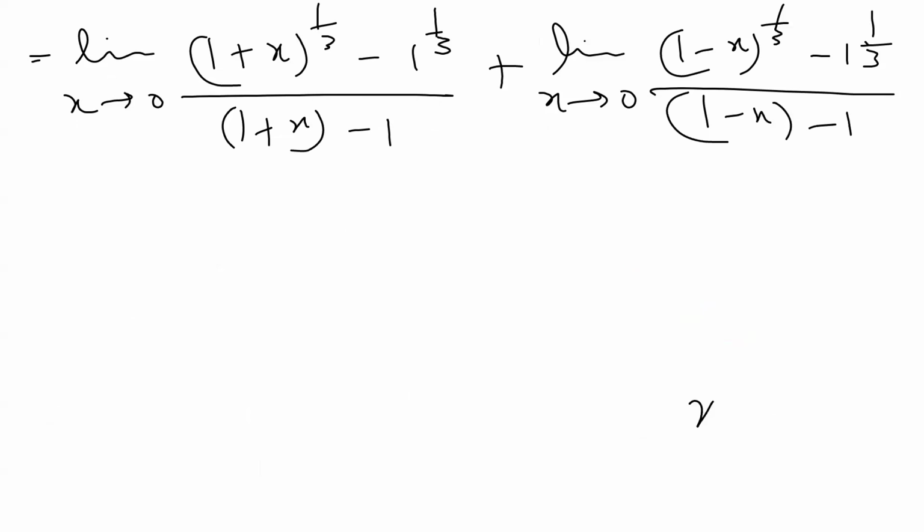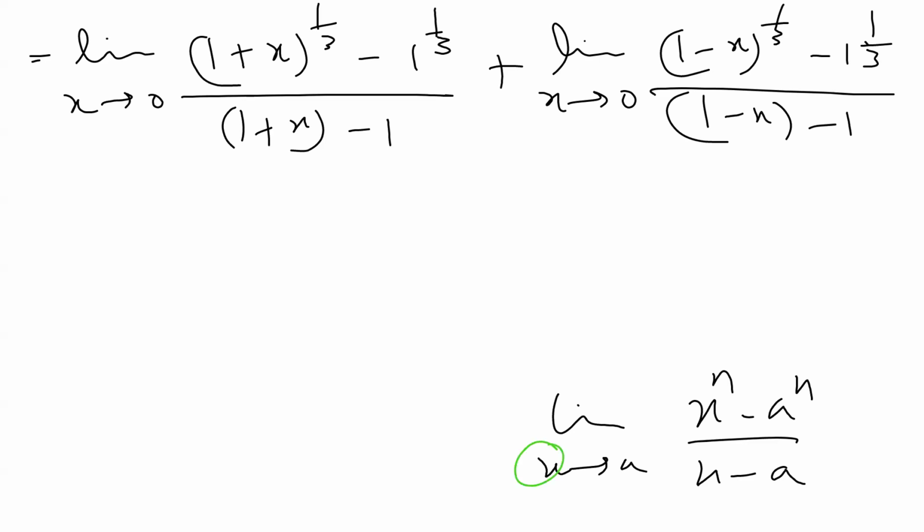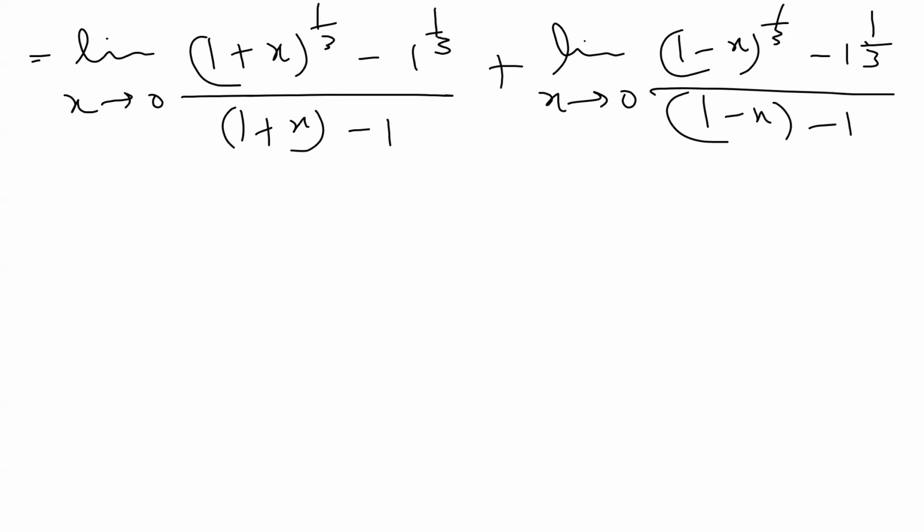Now I cannot apply this formula x raised to n minus a raised to n. Still I cannot apply, because this x should be the same, which is not the same basically. And a should also be the same in both the limits, which is not the same. So right now we cannot apply this formula. We need to do something more over here.